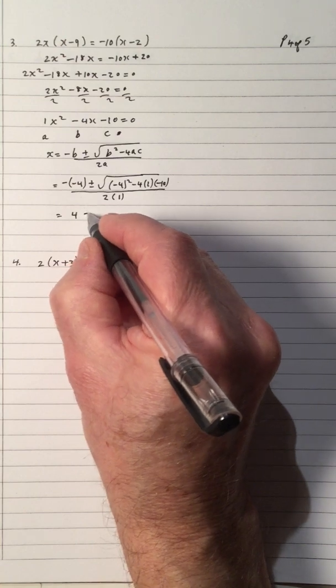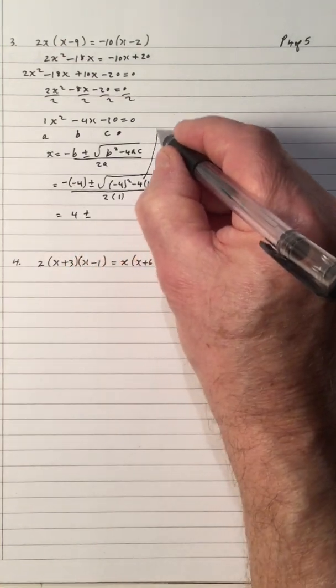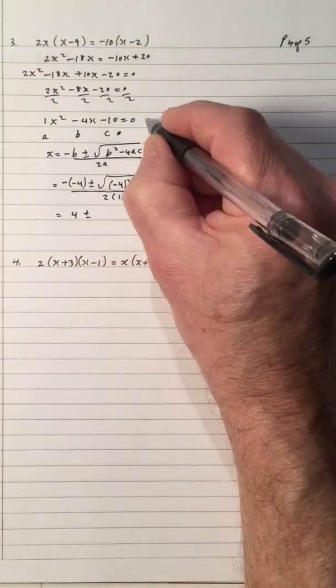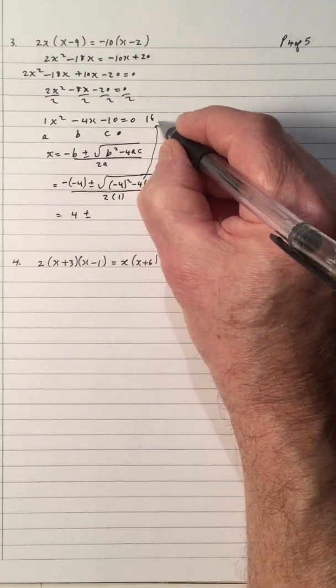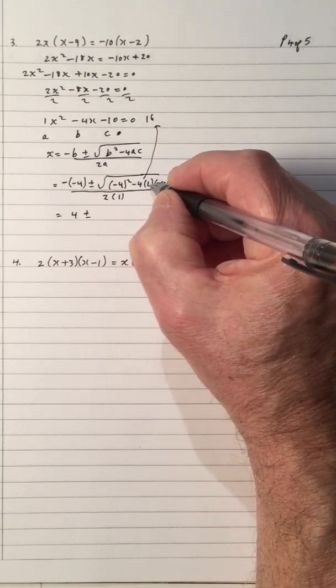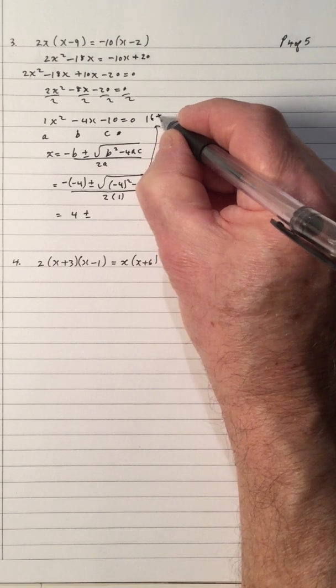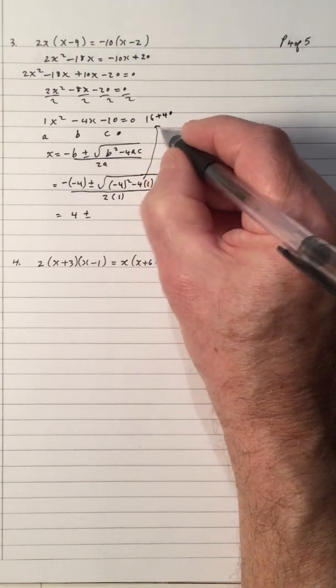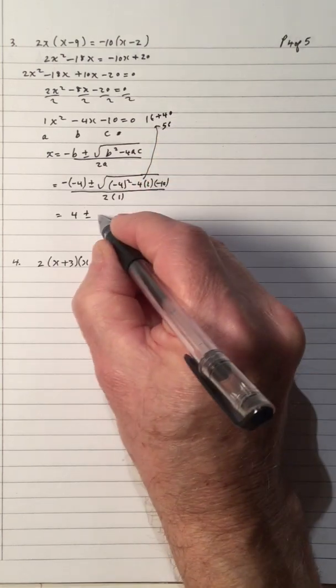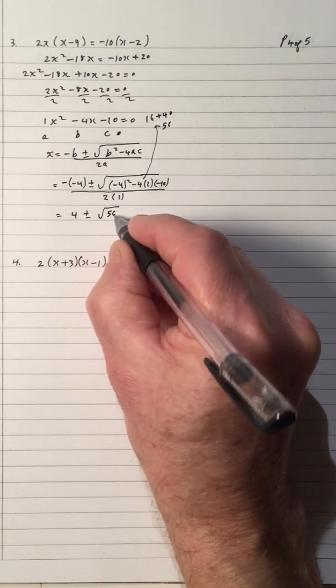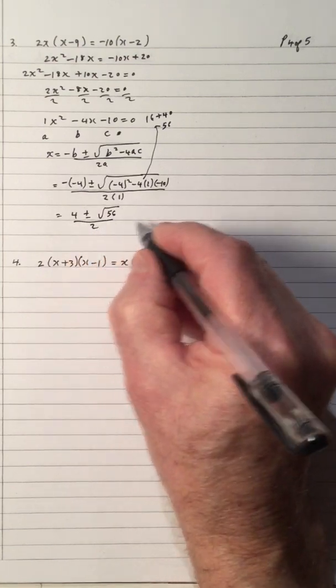Negative of a negative is positive, plus or minus. And again, let's work this out. Negative 4 squared is 16. 16, negative 4 times 1 times negative 10 is a positive 40. And that gives me 56. So I have the square root of 56 over 2.